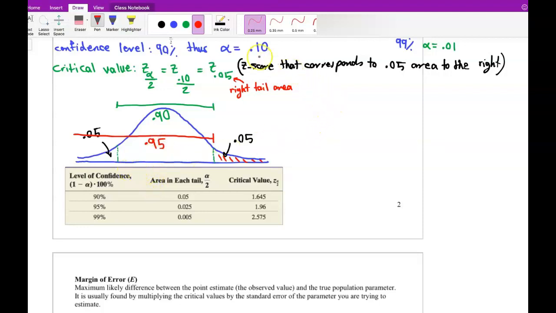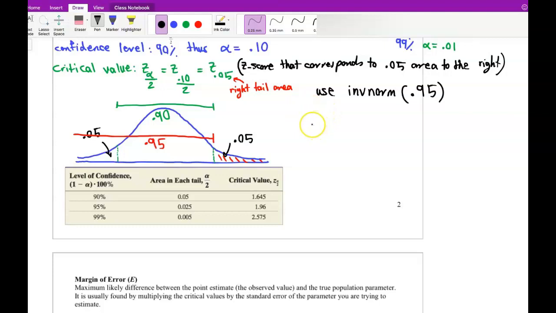We can use calculator to find the answer. So I'll use inverse norm, then enter. So this is for 95%.